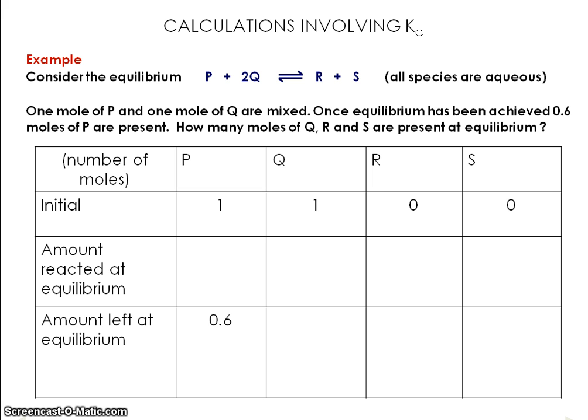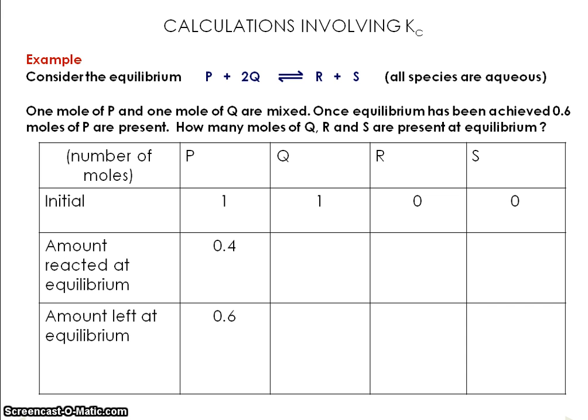So now we need to figure out how much has changed for P. If we started with 1 mole and we've got 0.6 left at equilibrium, then we must have used up 1 minus 0.6 moles, so we must have used up 0.4 moles. So we can fill that into the table now.